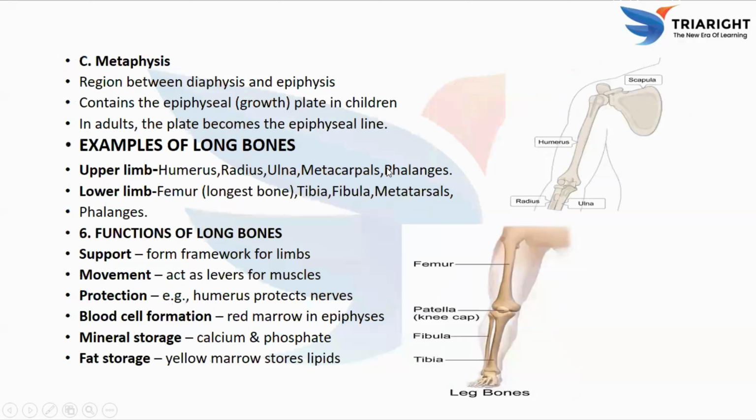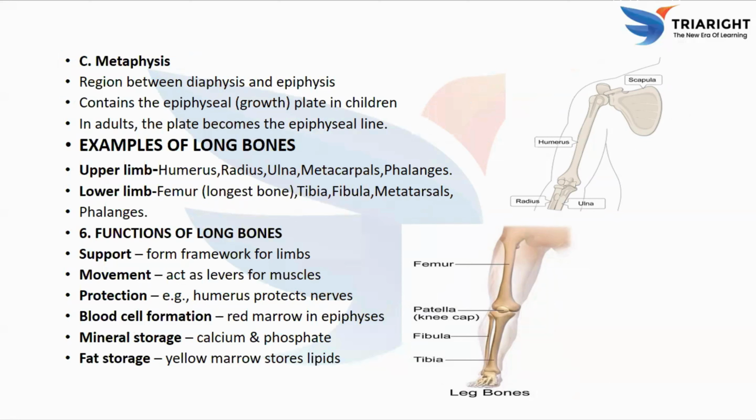So next, coming to metaphysis. What is metaphysis? It's a region between the diaphysis shaft and the epiphysis ends of a long bone. It contains the growth plate in children. This is where the bone grows in length. In adults, the growth plate becomes the epiphyseal line because bone growth stops.